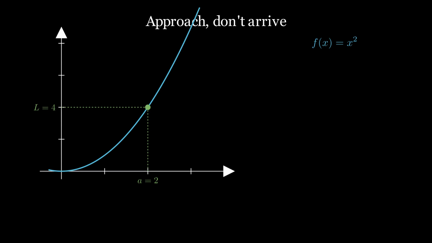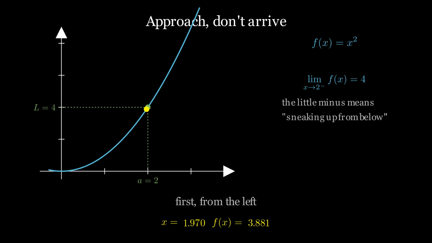It's what f is heading toward as x closes in on 2. Watch what happens as x creeps up on 2 from below. 1.5, 1.9, 1.97. Notice f of x is doing the same thing, sneaking up on 4. We write that like this: the limit, as x approaches 2 from the left, of f of x, equals 4. That little minus sign on the 2 is doing real work. It means we only ever approach from below, we never actually land on 2.